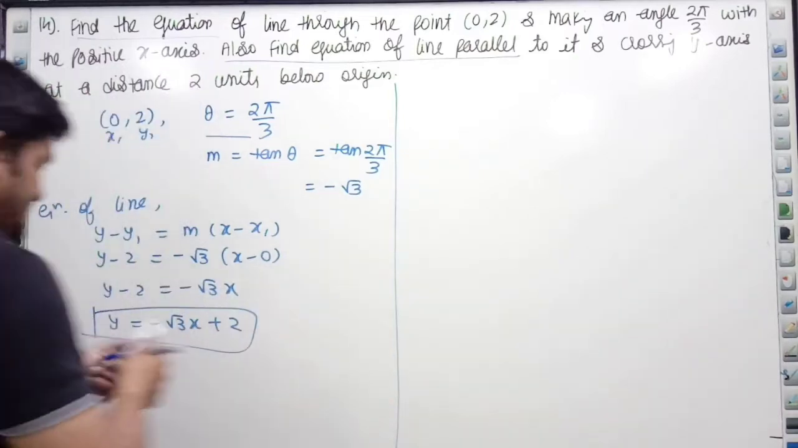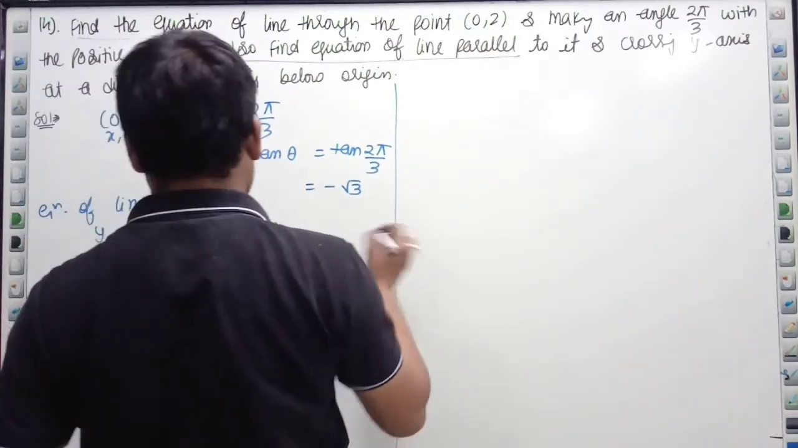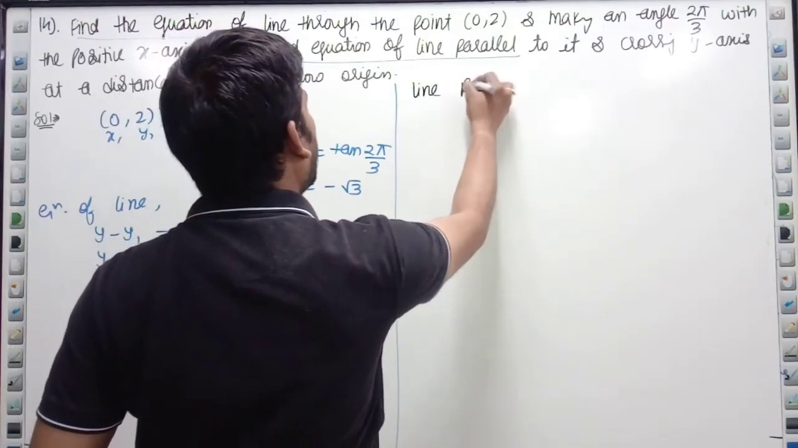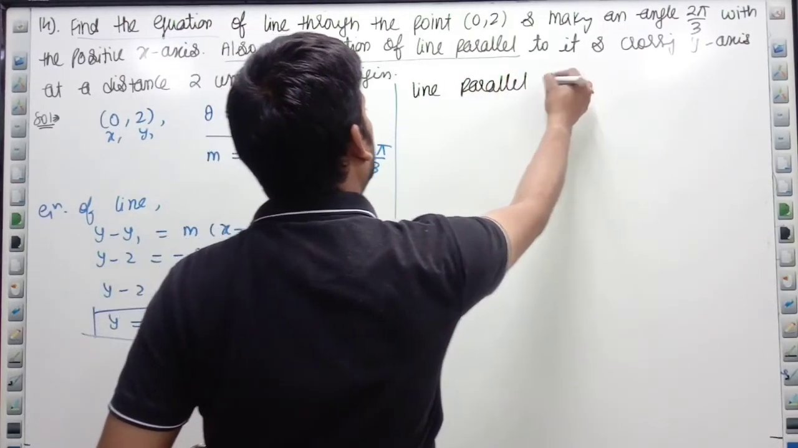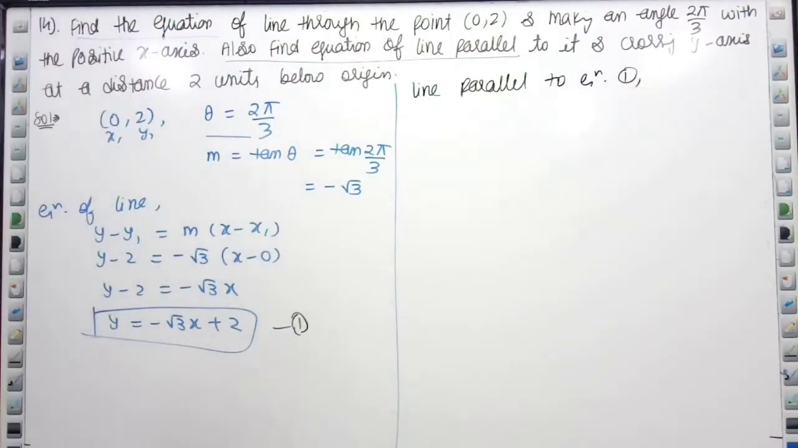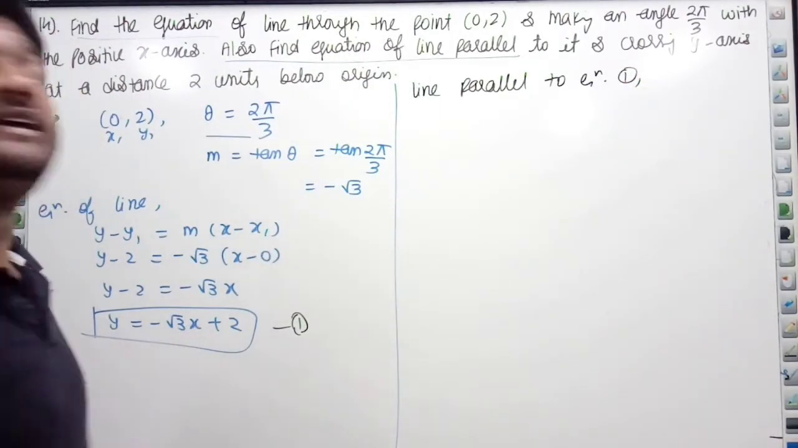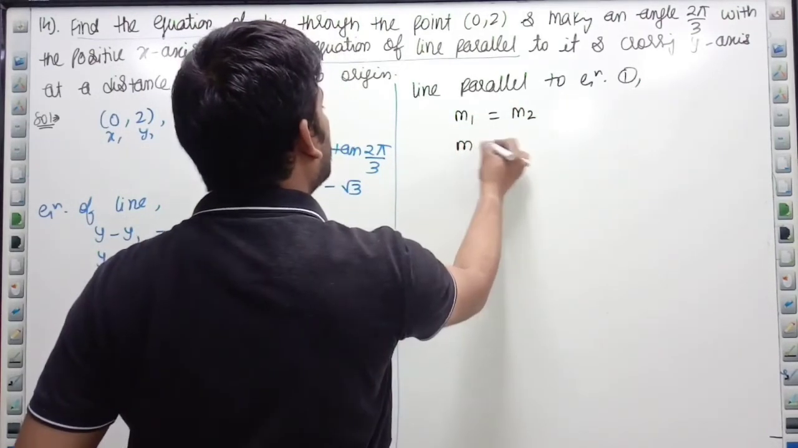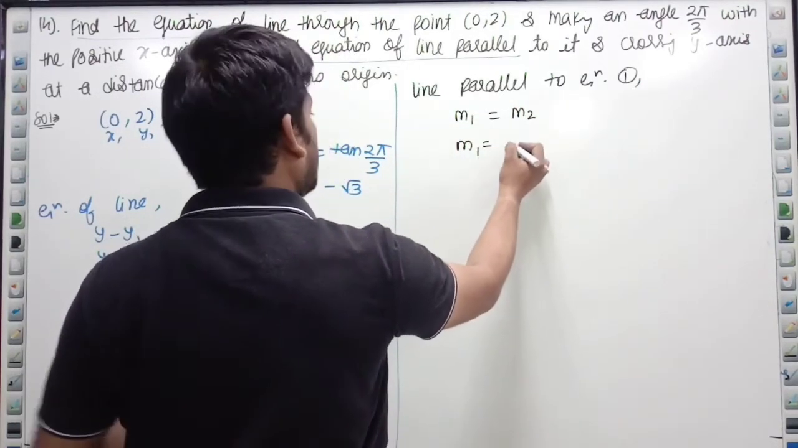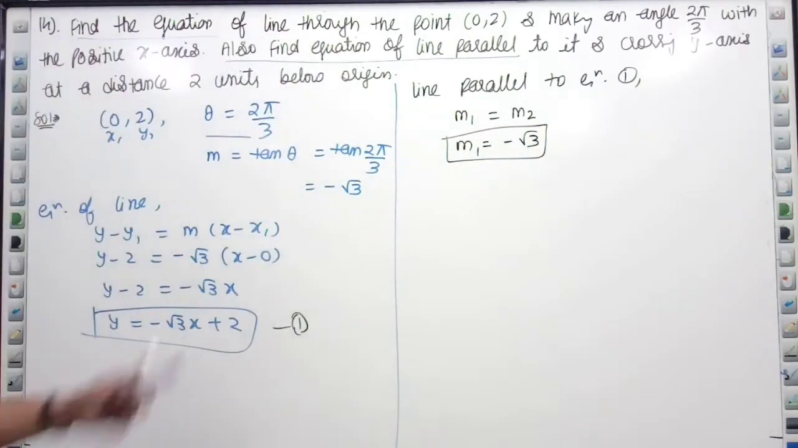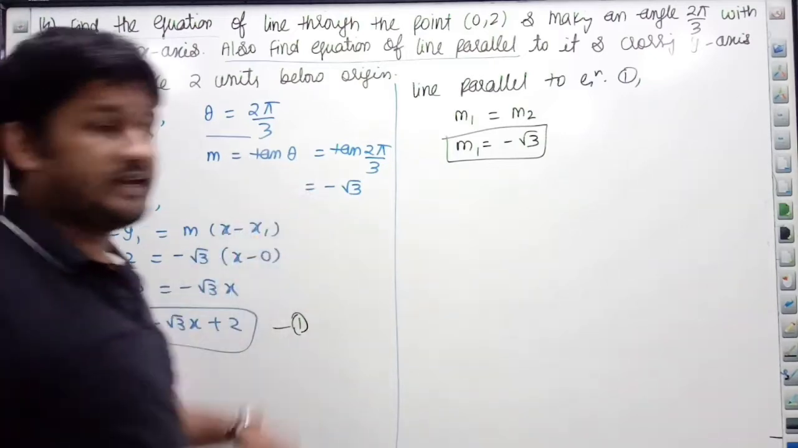Now second is the line parallel to equation number 1. A line parallel to equation number 1 means the slope will be m1 equals m2, this concept we will use, so the slope will also be minus root 3, because the previous line has slope minus root 3, as we have already calculated.